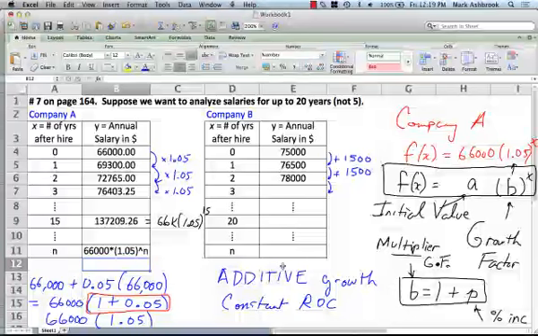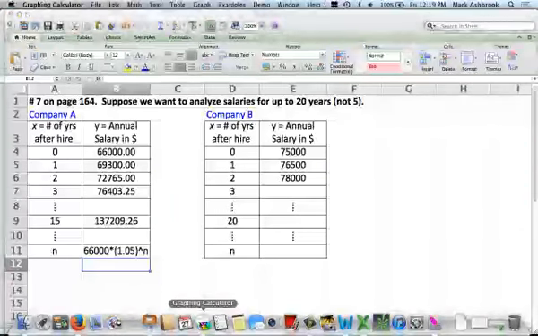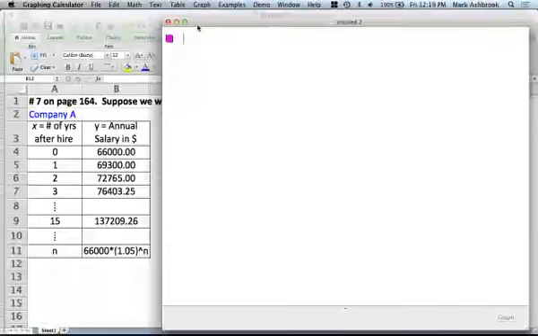So can I erase what's up there? Here we go. Let's do it by graph here. What's our function? y equals 66,000 times 1.05 to the x. Okay, so I'm going to graph that.